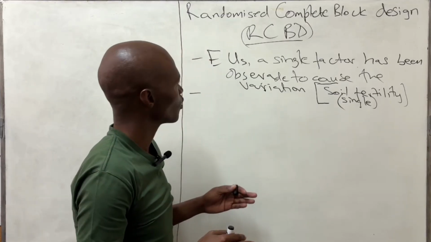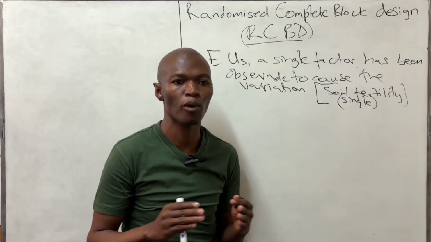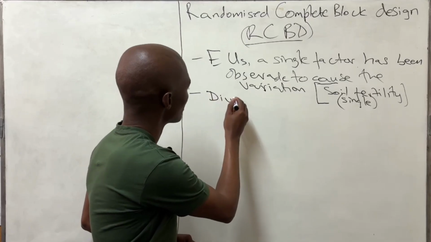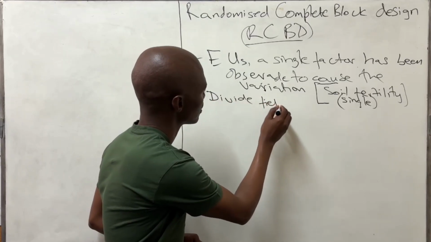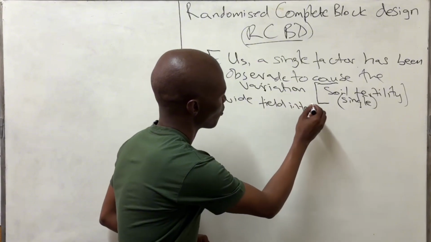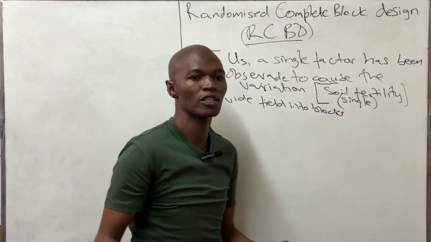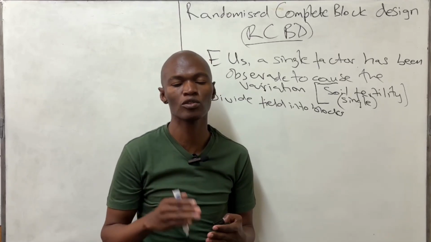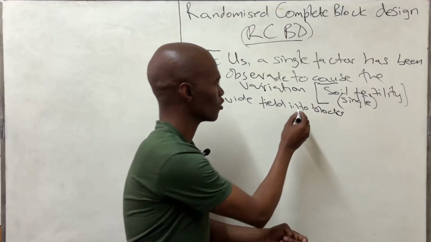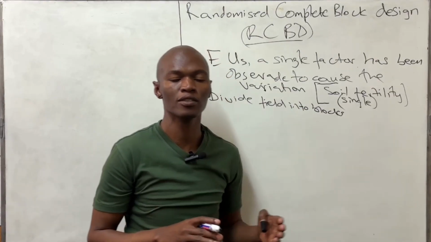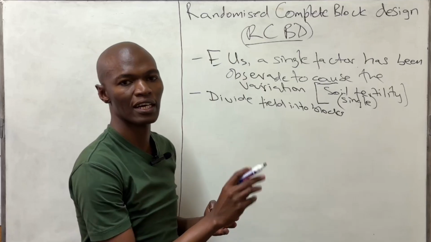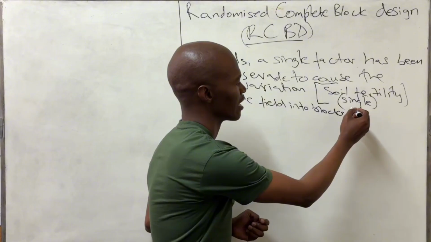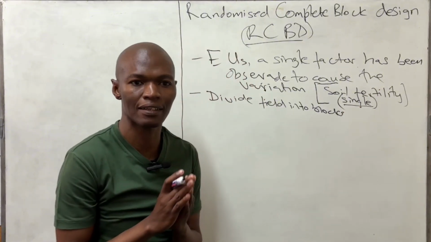Now, the other thing that we want to explain under this randomized complete block design is that you have to divide the fields into blocks. If we are doing the experiment in agriculture, maybe we have pens, so you have to divide those pens into blocks. The way you divide those blocks, all the pens where there is a similarity, you put them on one side, and the pens with another similarity, you put them on the other side. Remember, we are saying that it's only a single factor that is the difference.